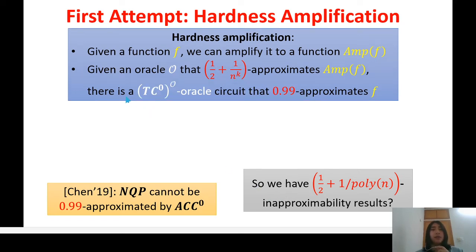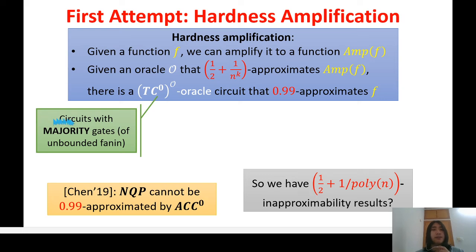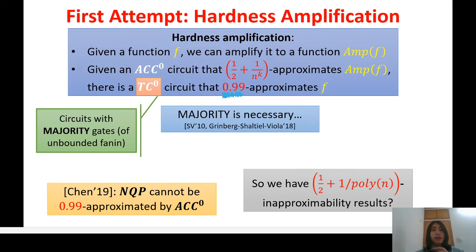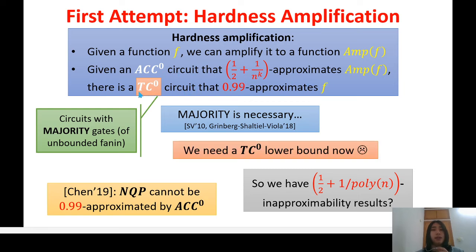Actually, no. The reason is that the oracle circuit is actually a TC0 oracle circuit. TC0 means constant depth circuits with majority gates of unbounded fan-in. In addition, in some sense, these majority gates are necessary. So it means that if O can be implemented in ACC0, then we only know that there is a TC0 circuit that can approximate f. So if we want to prove a strong average case lower bound for ACC0, then we need to start with a TC0 lower bound. And we don't have such good TC0 lower bounds. So this plan failed.